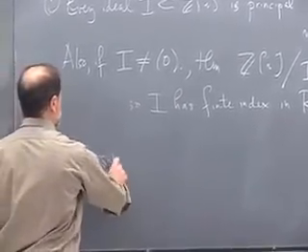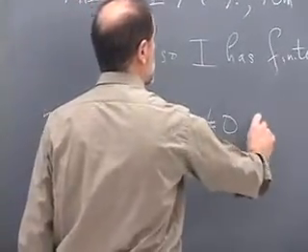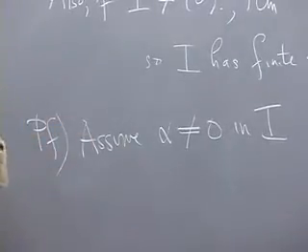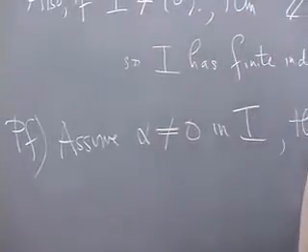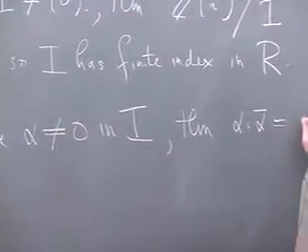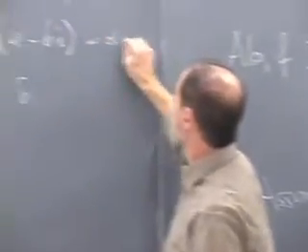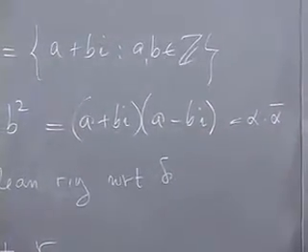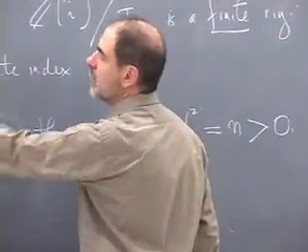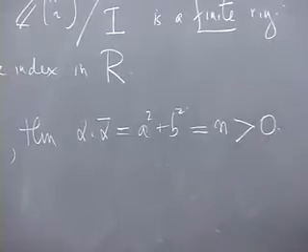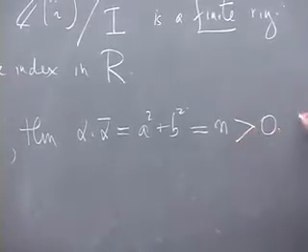Assume we have some alpha, which is not 0, in I. And I have to show you that I has finite index. Well then, alpha times alpha bar, which is this a squared plus b squared, is just alpha times alpha bar. When you take the complex conjugate of a number, you get that. Let's call this number n, which is some positive integer. Because if alpha is not equal to 0, either the a coordinate or the b coordinate is non-zero. So the sum of these squares is positive, so you get some positive integer. And this element n is in I.